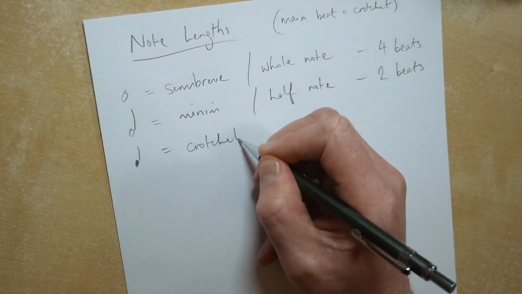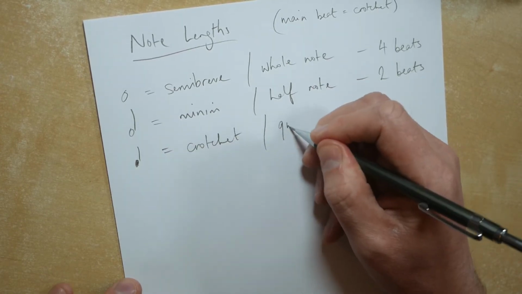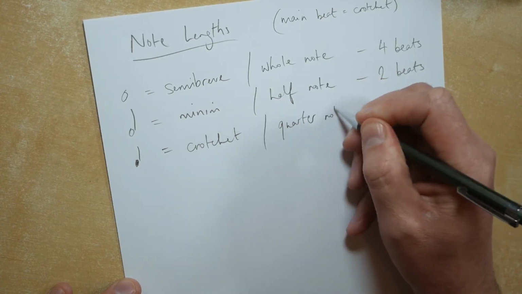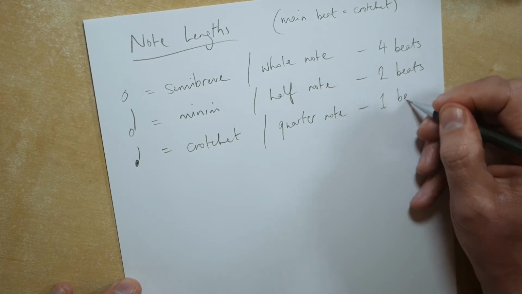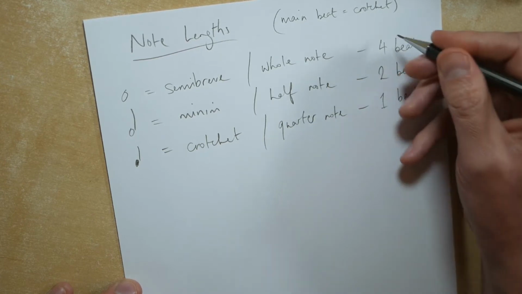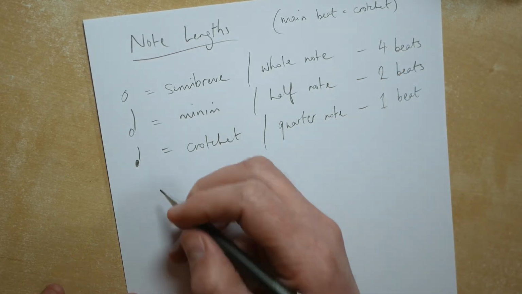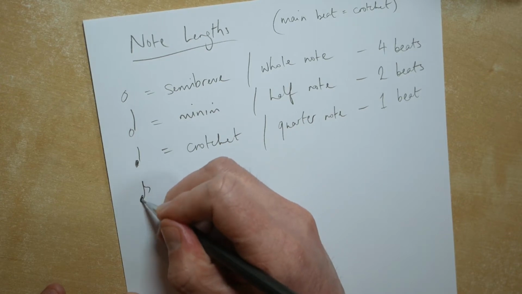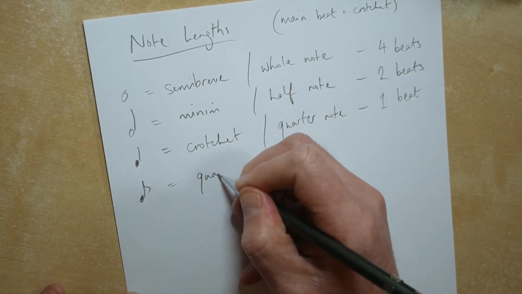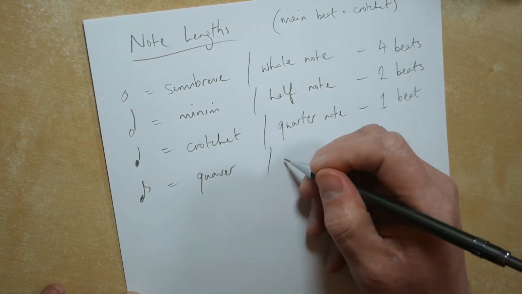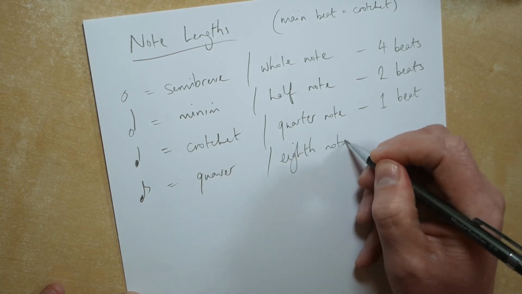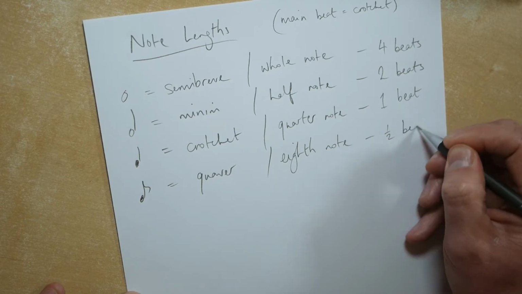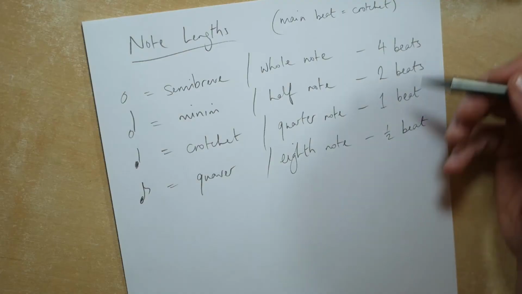crotchet, also known as a quarter note, and again you can probably see where this is going. It's 1 beat, which is a quarter of a whole note, yeah, quarter of 4 or quarter of a Semibreve. And then this one, which is a quaver, which is also known as an 1/8 note, and that one is half a beat. And again, it's an 1/8 of a whole note, an 1/8 of 4.